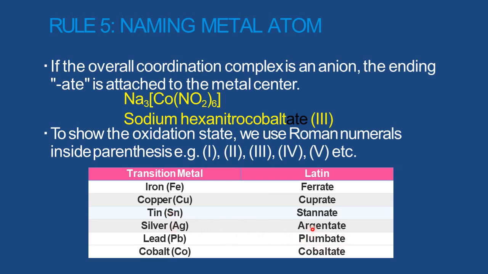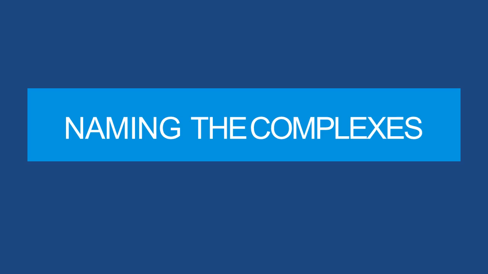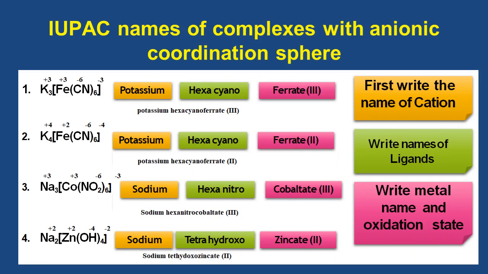Students, I hope these rules are clear. Now let us apply all these rules on the metal complexes and practice naming these coordination compounds. The first practice that we are going to do is with complexes which have an anionic coordination sphere. In these examples you can see that the coordination sphere is carrying a negative charge. Therefore, these are the complexes in which the coordination sphere is negatively charged.